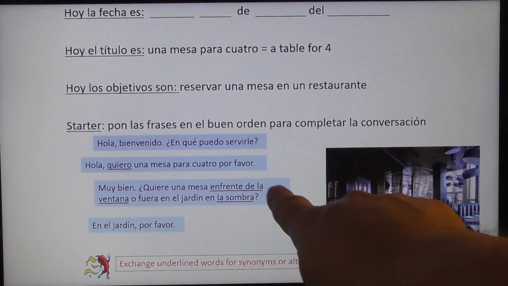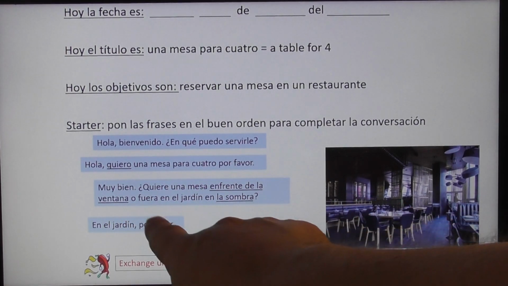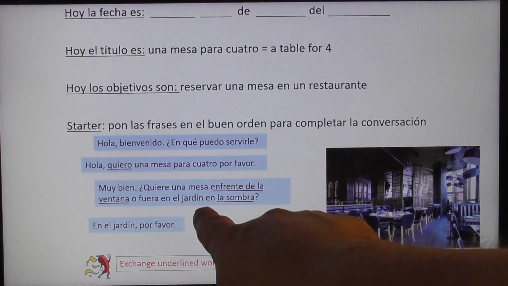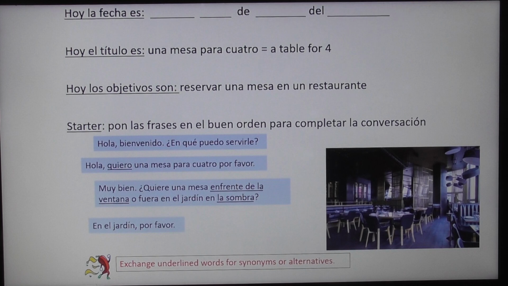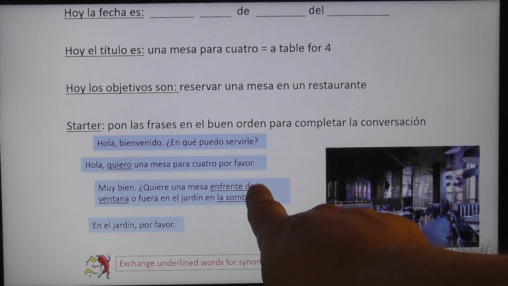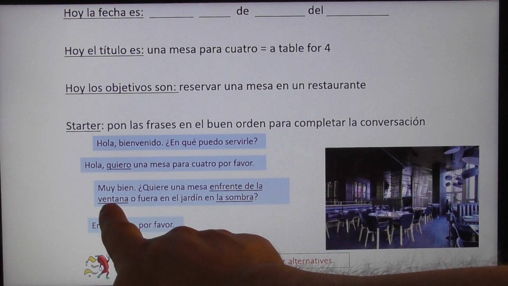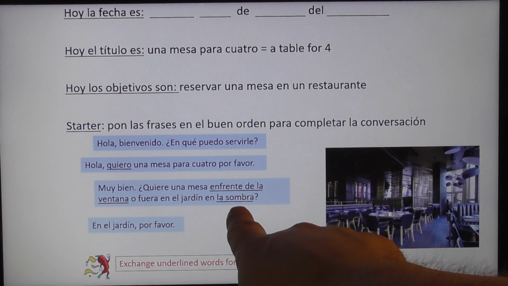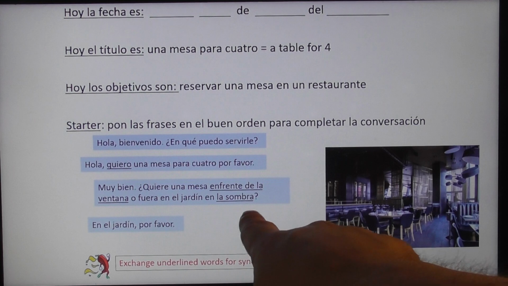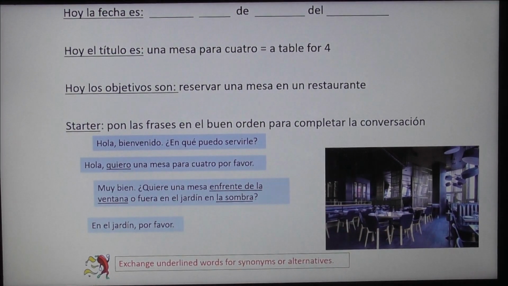¿Quiere una mesa enfrente de la ventana? Do you want a table in front of the window, or fuera en el jardín en la sombra, or outside in the garden in the shade? You could exchange prepositions in front of for something like next to, or you might have changed the word window. So you might have said you want to sit next to, I don't know, the bar. And instead of saying the shade, you could have perhaps said in the sunshine, in the sun, en el sol. And then finally, the answer, en el jardín, por favor, in the garden, please.